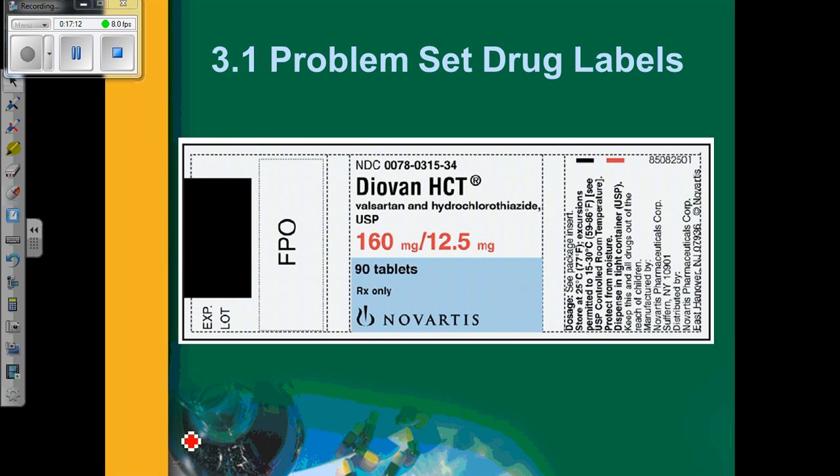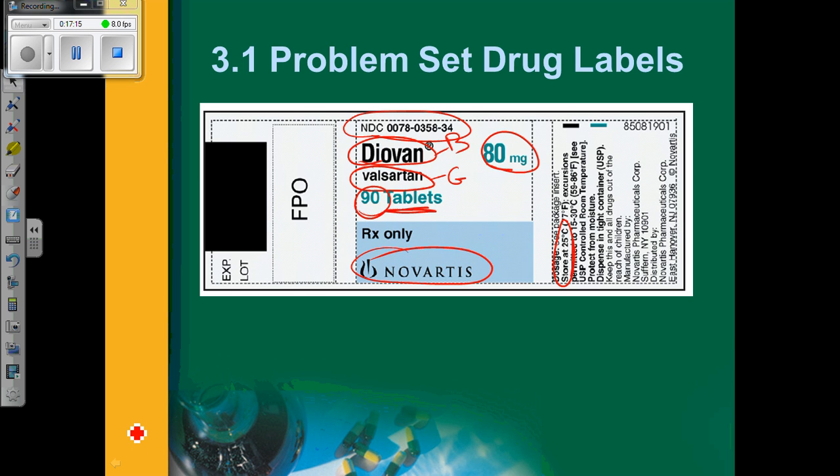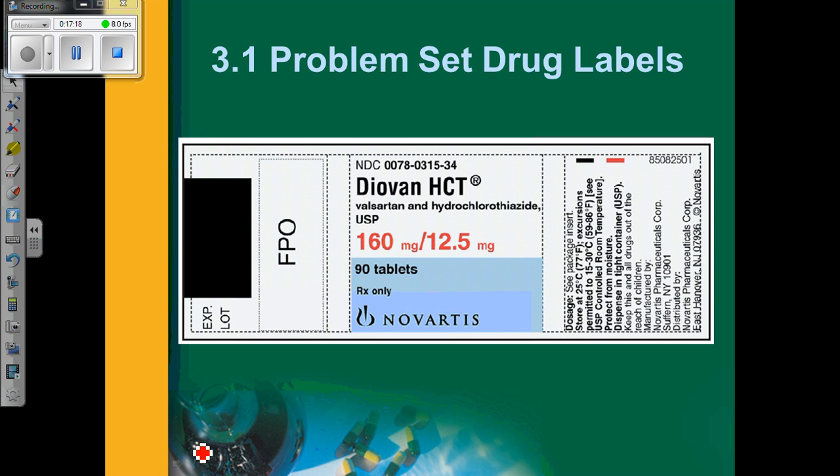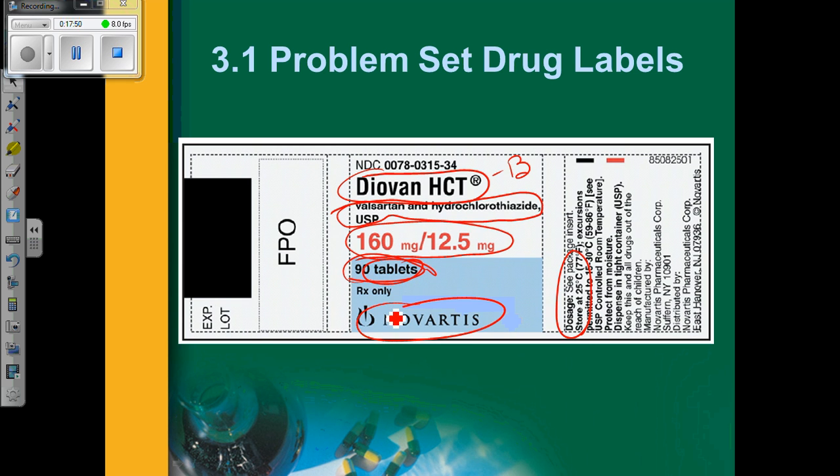Okay, this one, if you just compare them here, because both of them are Diovan. Notice this is Diovan, just 80 milligram. This one is Diovan HCT. That is the brand name. If you notice, you can compare the NDC numbers are different. So here is your generic, valsartan and hydrochlorothiazide. It is a combination medication. The strength, of course, is 160 milligrams per 12.5 milligrams. The quantity is 90 tablets. The dosage is tablets. The storage is going to be at room temperature. Novartis is the manufacturer, and here is your NDC number.